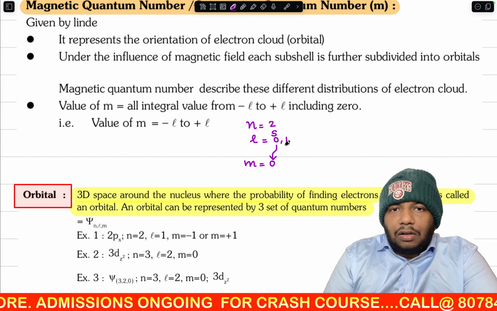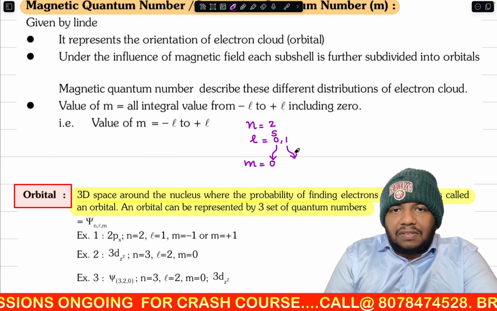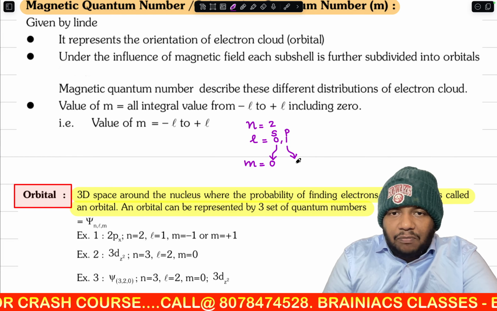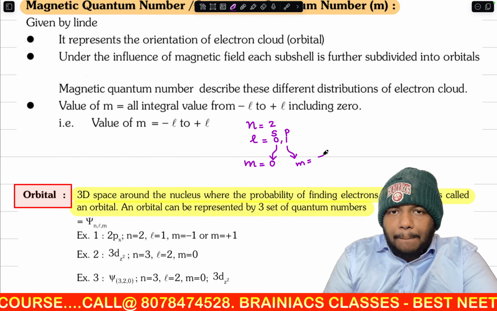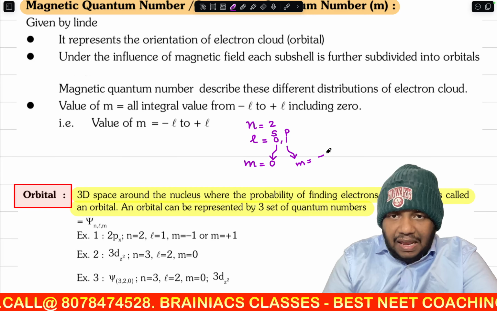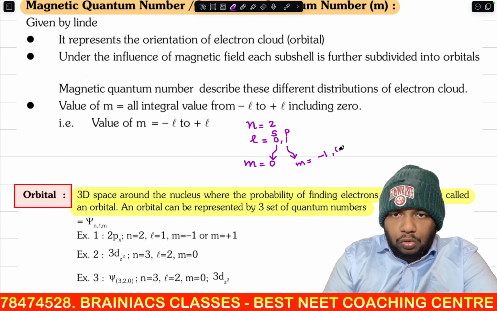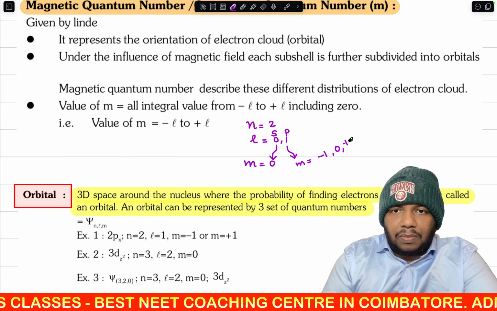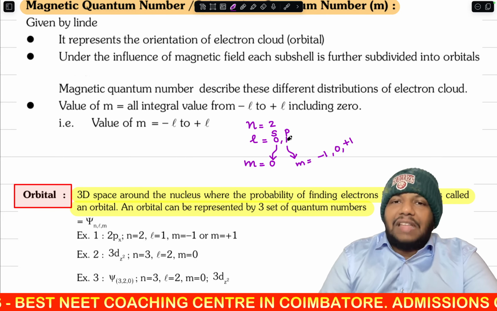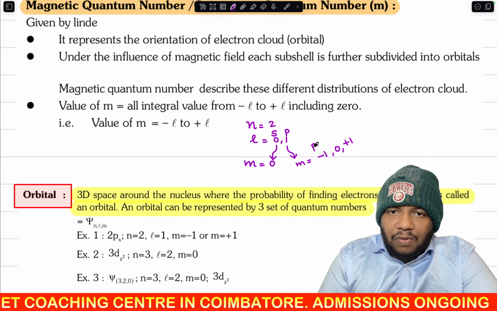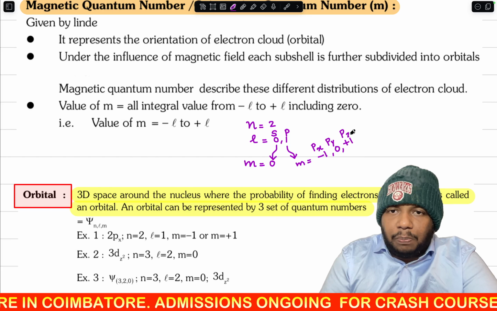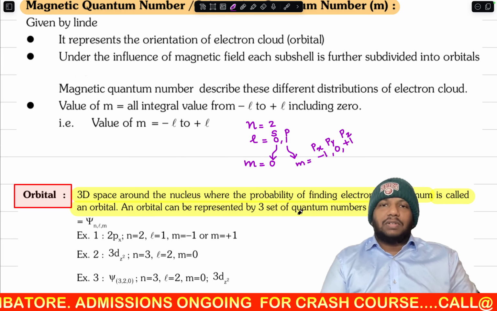Now L is equal to 1, which means the p orbital. For the p orbital, the M value would be minus 1, because it is minus L, through 0 to plus L, which is plus 1. So I am getting 3 values. That means the p orbital is divided into px, py, and further pz. Hope you understood the concept.